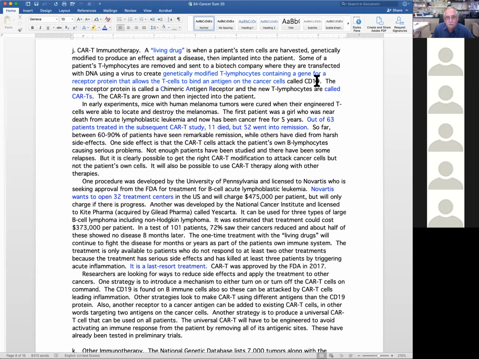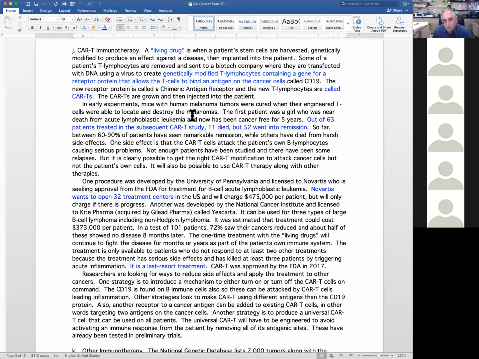So where does the CAR T come from? Chimeric antigen receptor on the T cells, so it's called CAR T. So mice with human melanoma tumors were cured when the engineered T cells were able to locate and destroy the melanomas. So they basically cured a girl who was close to death from acute lymphoblastic leukemia.